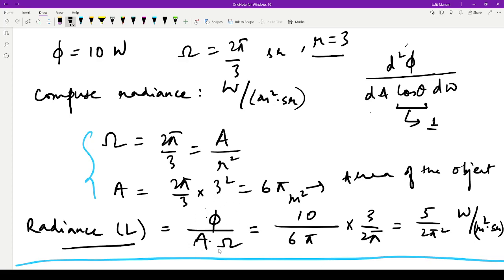So don't just get carried away by the fact that there is d square of phi. This just denotes that this is varying with A, the effective area, and this is varying with the solid angle as well. That's what it signifies. Doesn't mean that you are squaring the power.